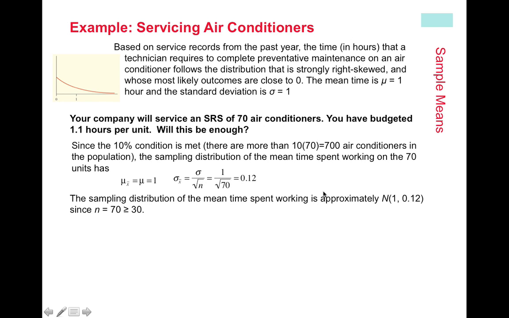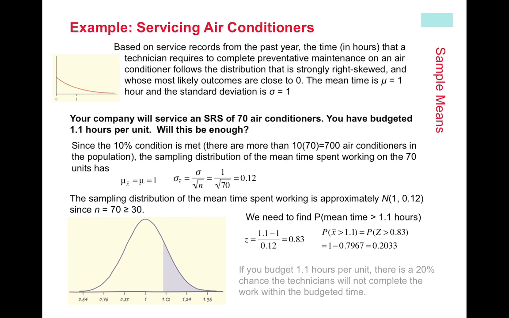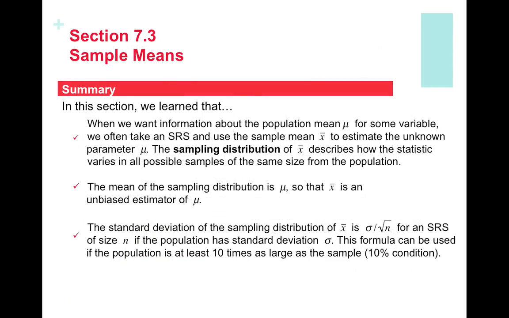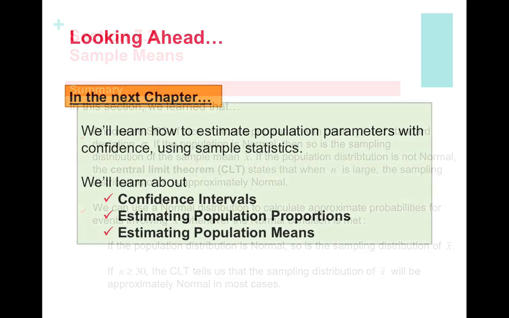So the sampling distribution is approximately normal with a mean of this and a standard deviation of this. The population wasn't normal, but it's approximately normal because the sample size is greater than or equal to 30. So we want to find that the mean time, x bar, is greater than 1.1. Again, they convert it back. I would just have you use the normal CDF command to get your answer, and then we could answer it that way. And that was basically it for sample means.